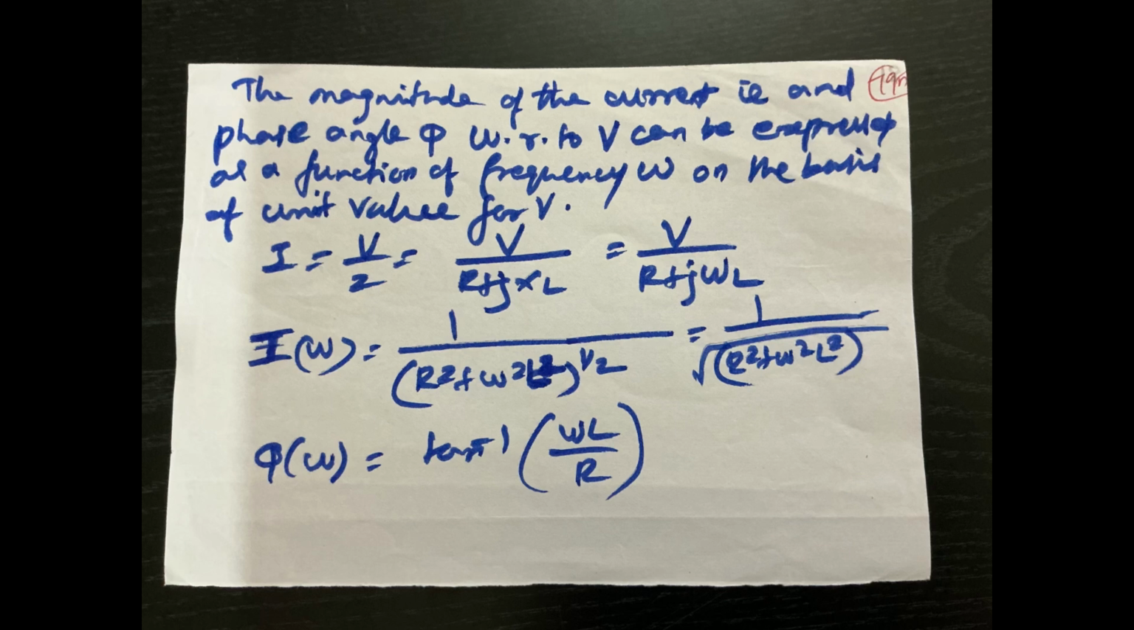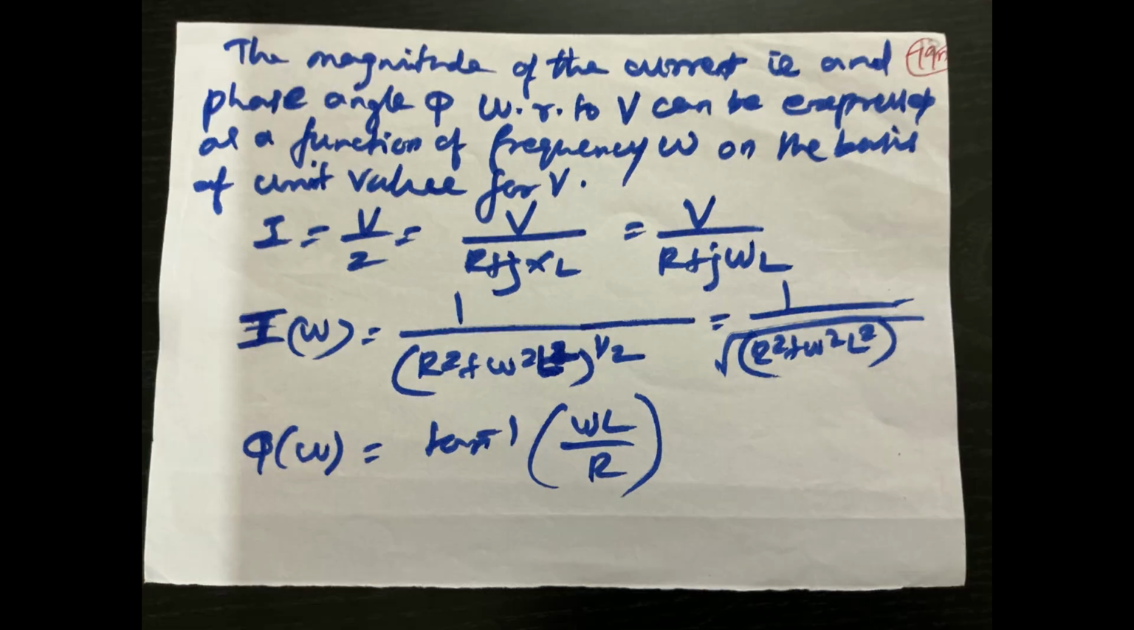The magnitude of the current and the phase angle phi with respect to V can be expressed as a function of frequency omega on the basis of unit value for V. That is, V is considered unit value 1. I is V divided by Z, which is V divided by R plus jXL. Changing XL to omega form, it is V divided by R plus j omega L.